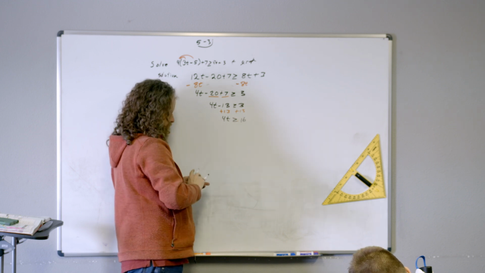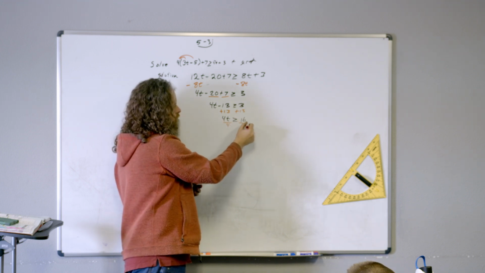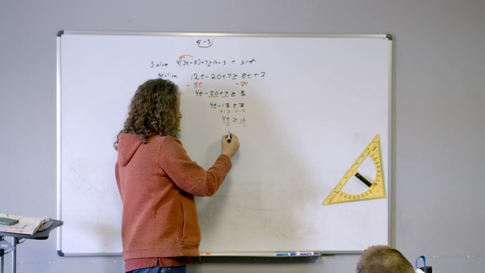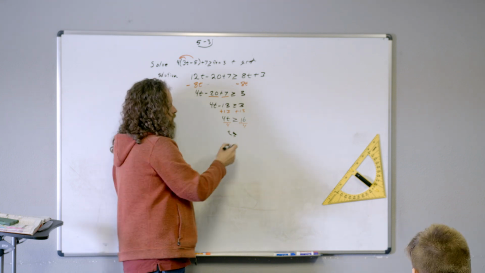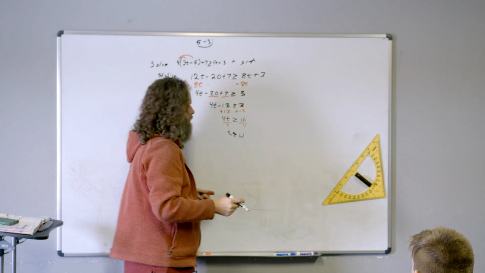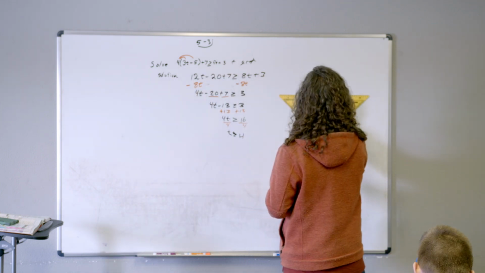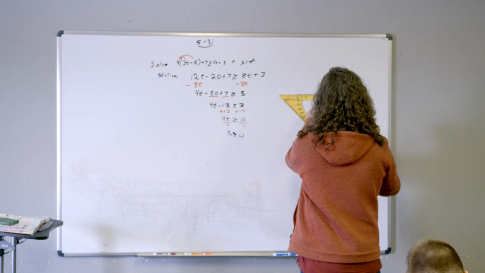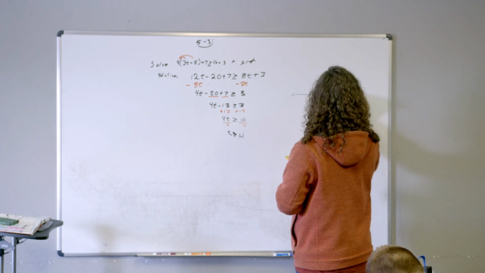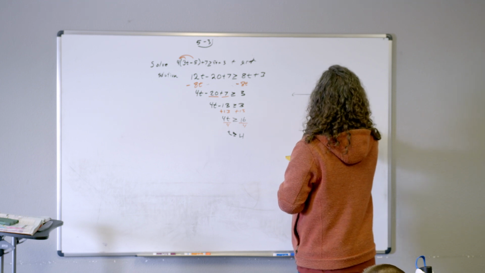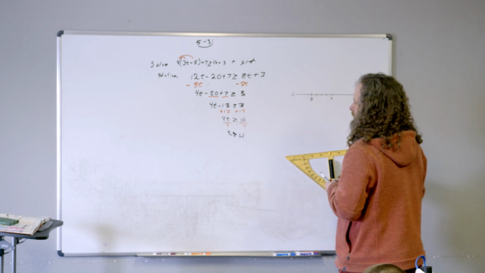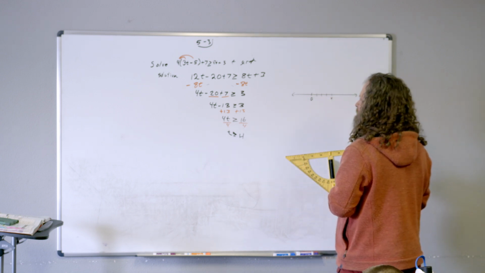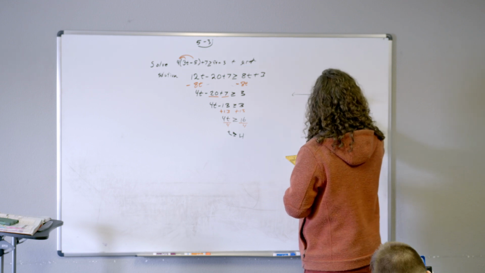Divide off the 4. What's 16 divided by 4? 4. Then we grab our number line. 1, 2, 3, 4. What kind of circle is it going to be? Filled in. It's going to be a filled in circle. To the right.